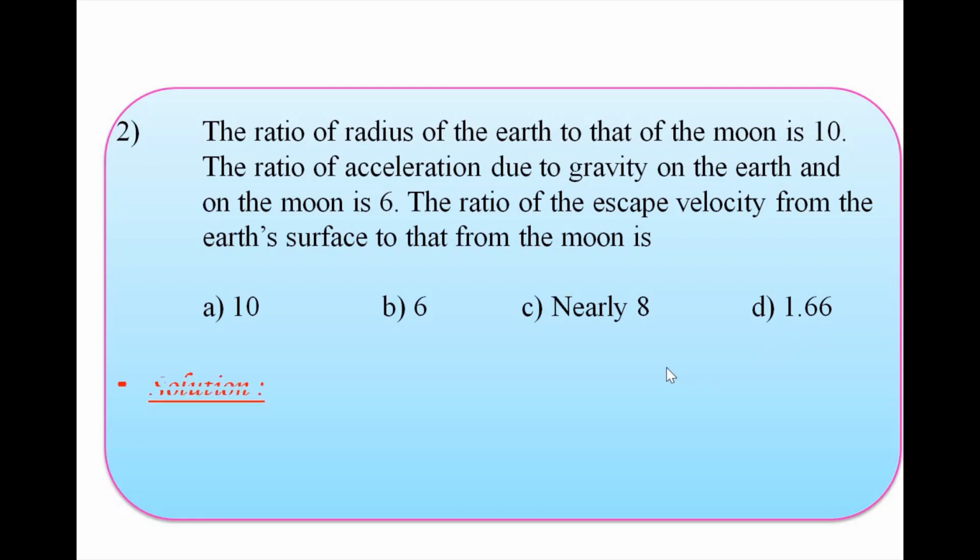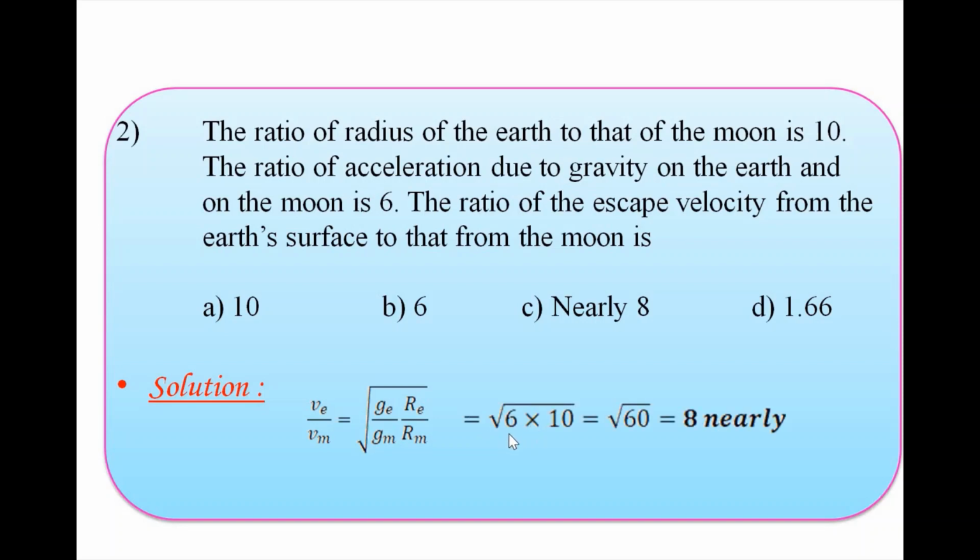So let's see the solution. VE divided by VM is equal to under root of GE divided by GM into RE divided by RM. So we calculate, that is equal to under root of 6 into 10. Simple mathematics here, under root of 60, which is nearly about 8. So option C is correct.